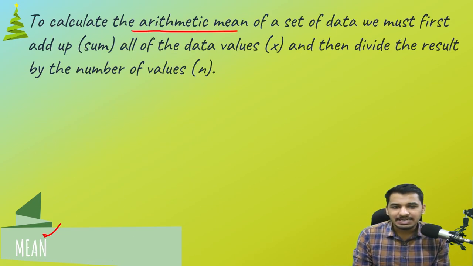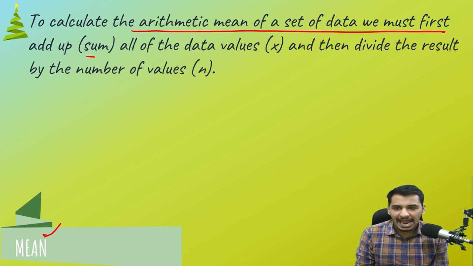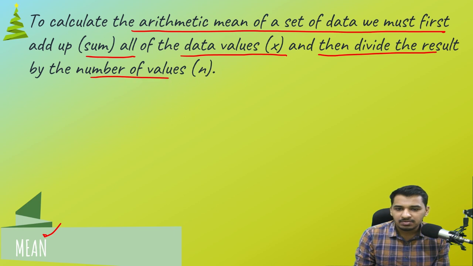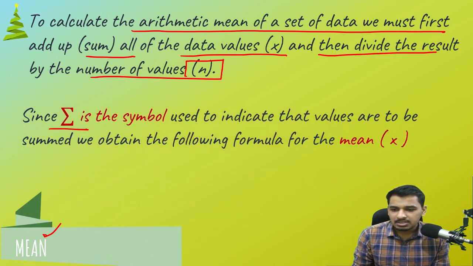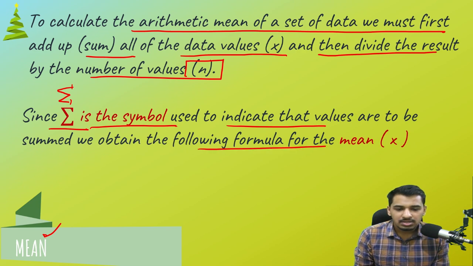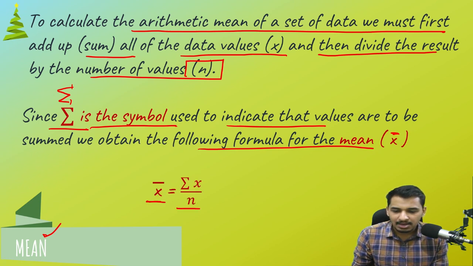To calculate the arithmetic mean of a set of data, we must first add or sum up all the values of x and then divide the result by the number of values n. The sigma symbol is used to indicate the sum of all the values, and it is used in the following way to find the mean: x bar, the mean, is equal to sigma x divided by n. This is how you find the mean, the sum of all the values divided by the number of values n. This is x bar, the mean.